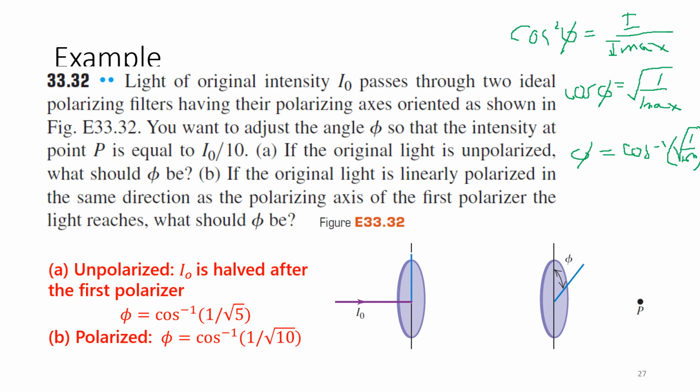So all that's left for us is to determine I over I max. We know that I max is the intensity of the light between the polarizer and the analyzer. For the first instance, I max would just be I naught over 2, just like our previous examples. So the answer is arc cosine 1 over square root of 5 after you input I over I max. For the second example, the original light is already polarized in the same direction as the axis of the first polarizer, so I max would just be I naught. Because of this, the answer is arc cosine 1 over square root of 10.